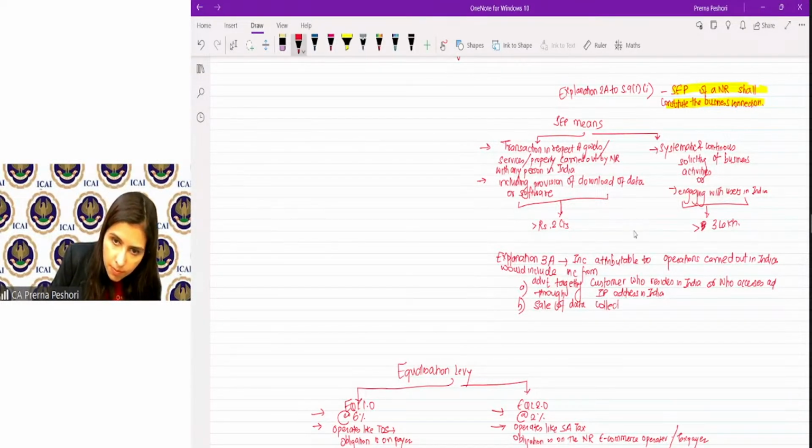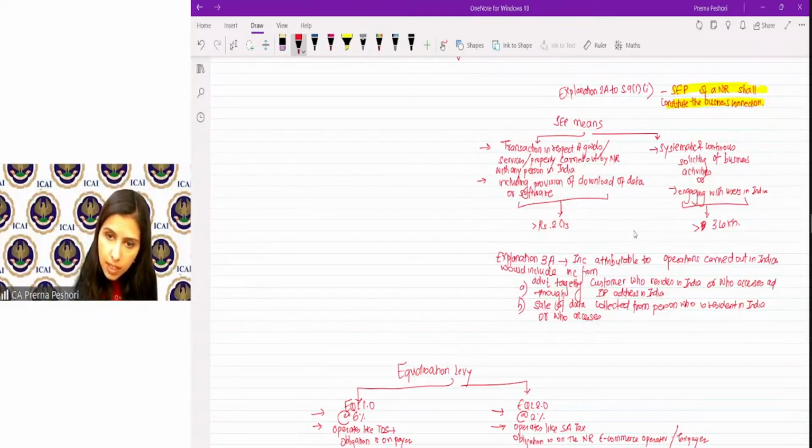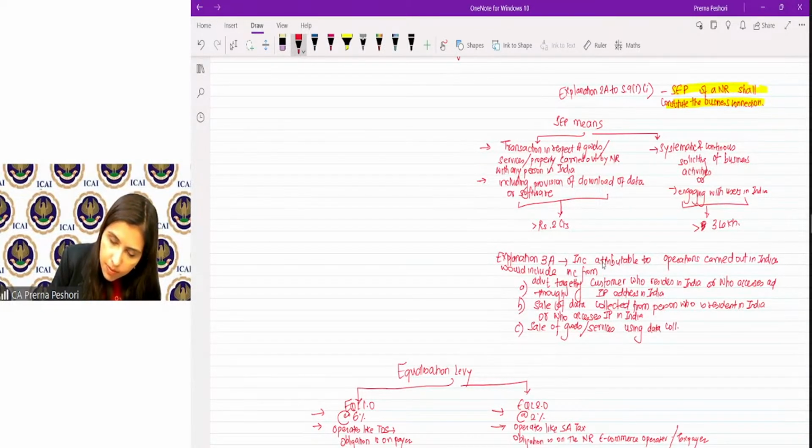collected from a person who is resident in India or who accesses the IP in India, and sale of goods or services using the data collected from a person resident in India or accessing through an Indian IP.